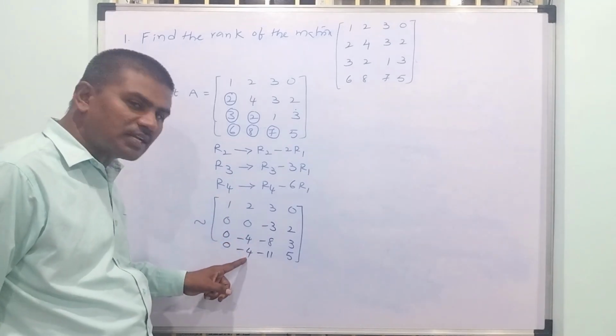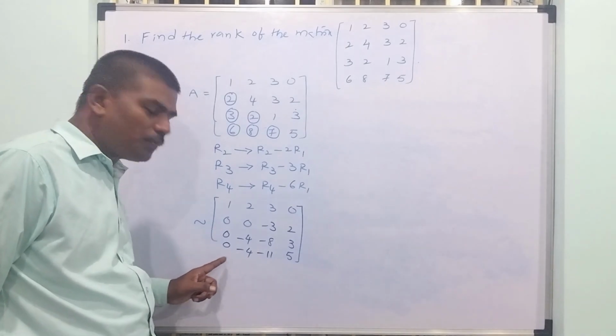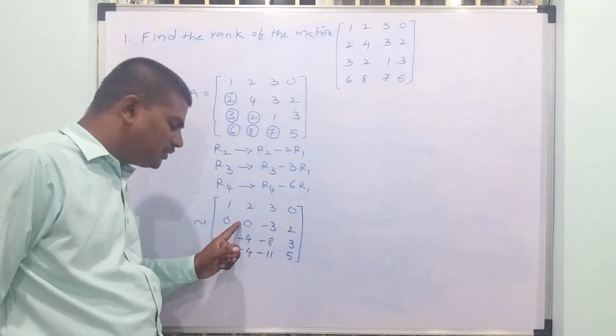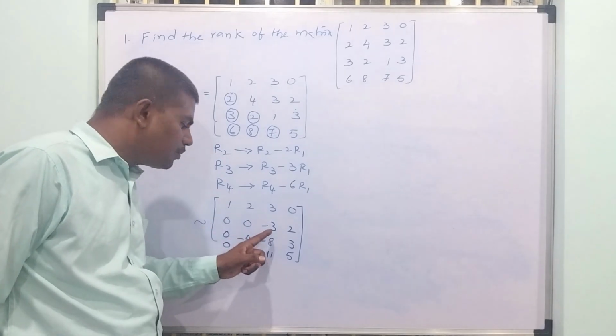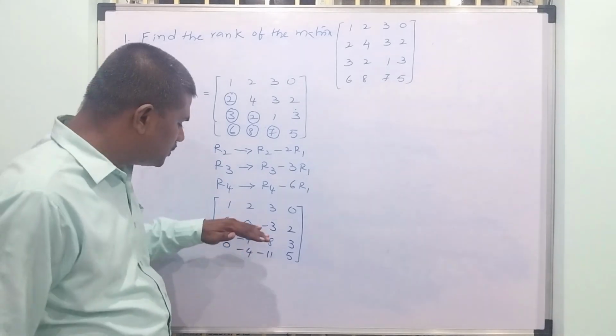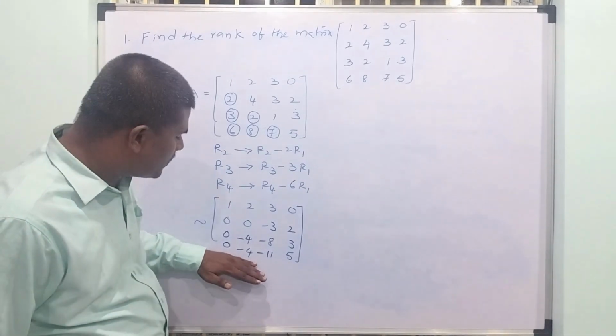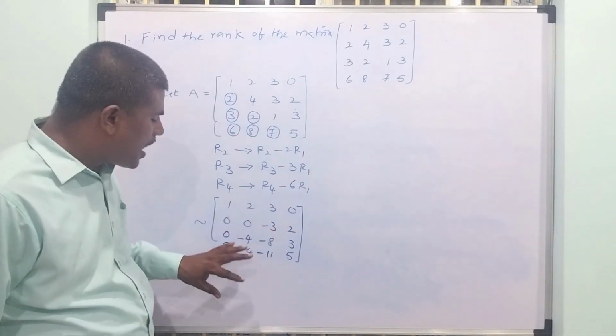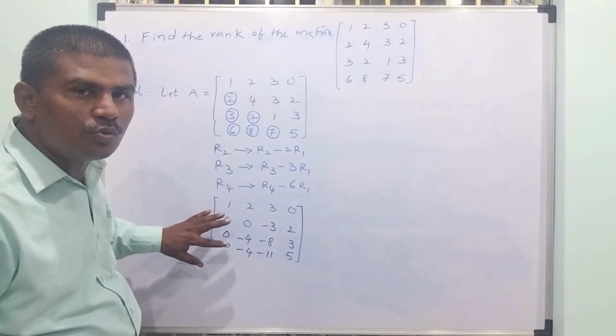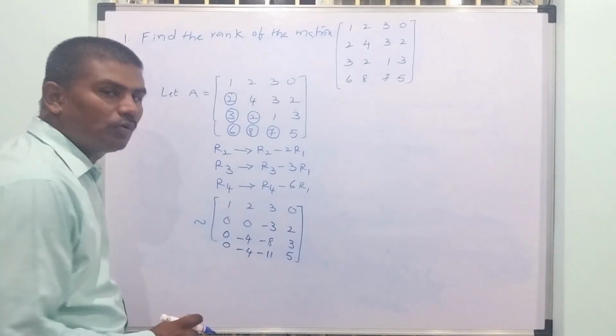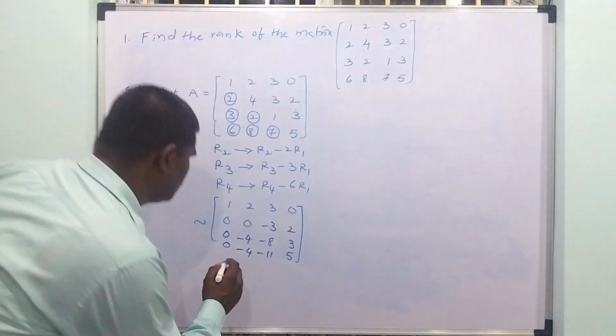Here these are the rows containing only one zero before the non-zero elements, but this is the row containing two zeros before the non-zero element. So this row must be in the third row and this row must be in the second row. So I am interchanging R2 and R4. What will happen? You may observe.